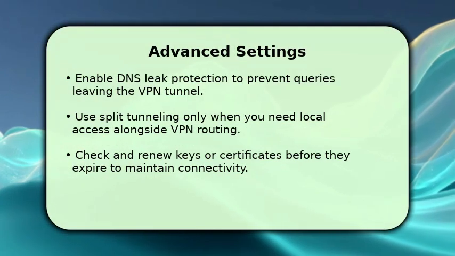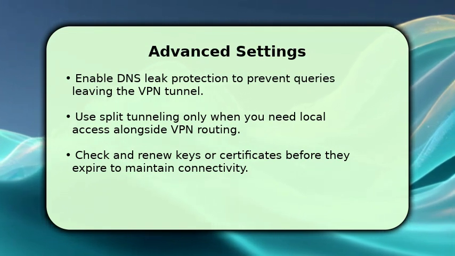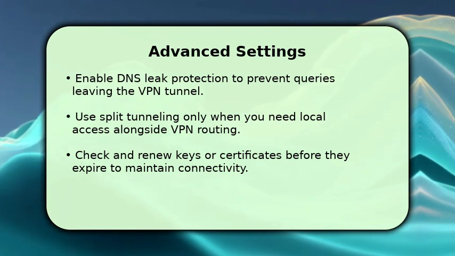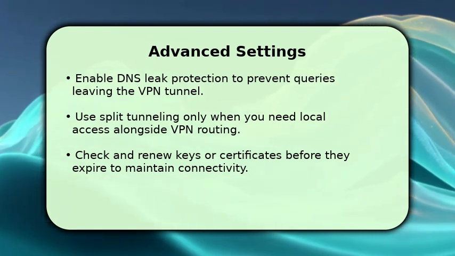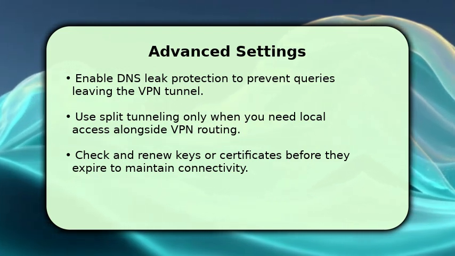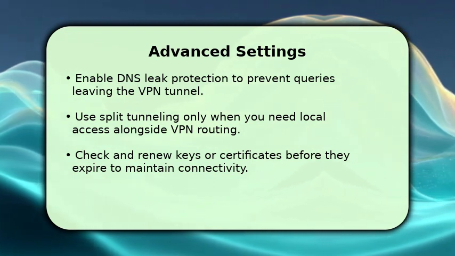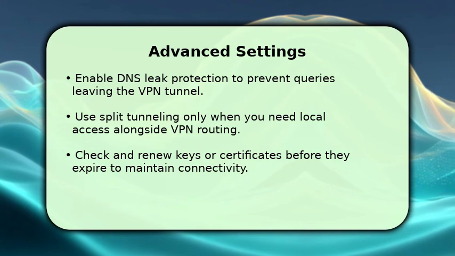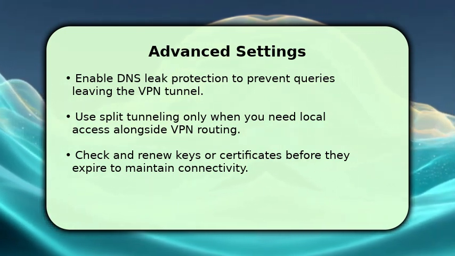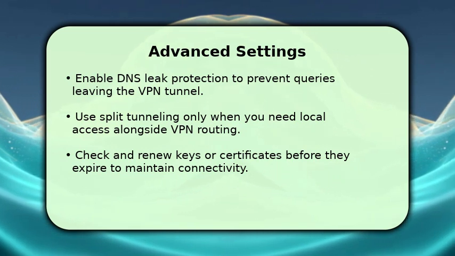Advanced settings can harden your VPN use, so review them carefully in your client. Turn on DNS leak protection and IPv6 handling to keep queries inside the tunnel. Use split tunneling selectively for apps that require local IP access, and keep certificates or keys renewed before expiration. Adjust MTU if you see fragmentation or slowdowns, and consult logs for authentication errors so you can quickly resolve connection failures without guessing.